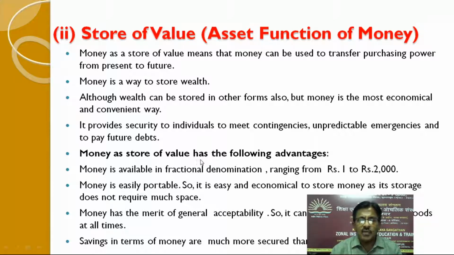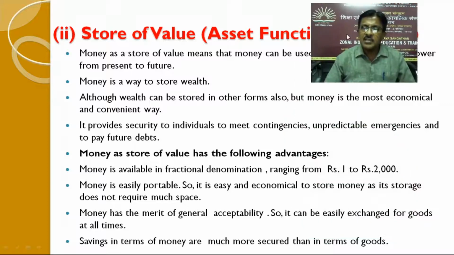Money as store of value has the following advantages. Money is available in fractional denominations ranging from rupees 1 to rupees 2000 in our country. Money is easily portable, so it is easy and economical to store money as its storage does not require much space. Like in the barter system, the goods require more space to be stored, but money requires very minimum space to be stored. Money has the merit of general acceptability, so it can be easily exchanged for goods at all times.